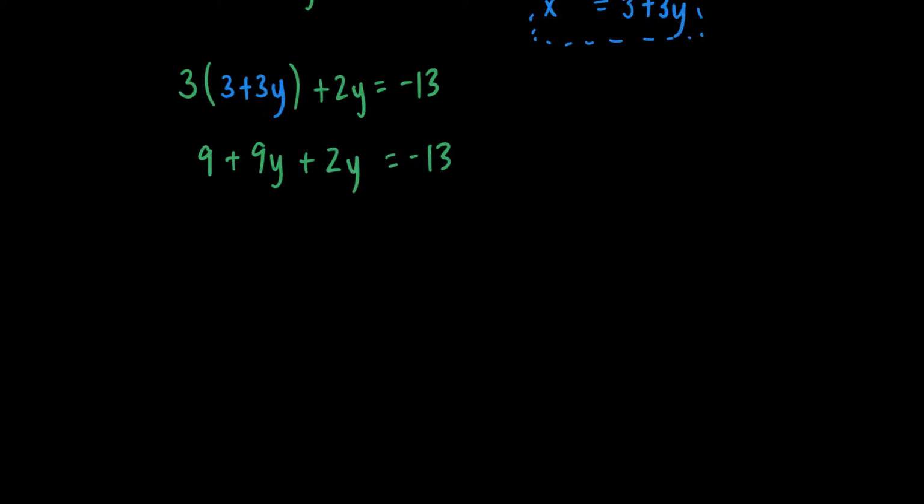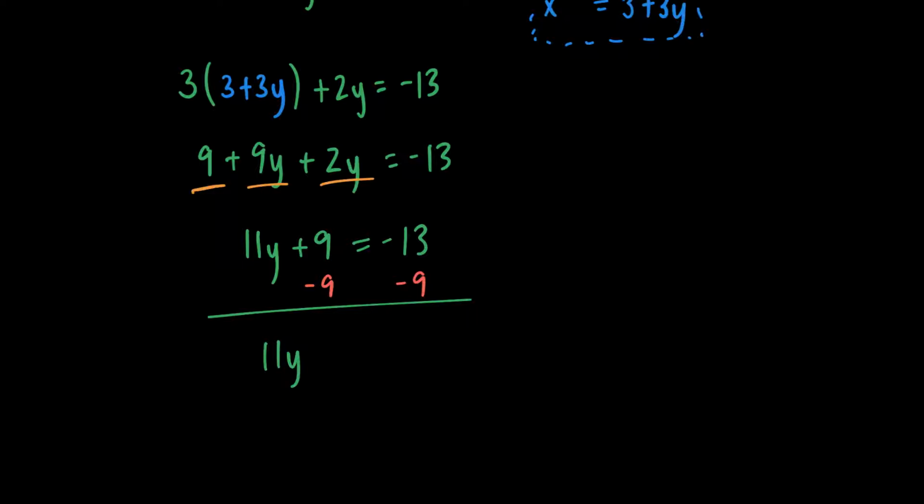And now we're just going to combine like terms here. So 9y and 2y makes 11y. Plus 9 there. That's equal to negative 13. Subtract 9. Subtract 9. And we're left with 11y must equal negative 13 minus 9, which is negative 22. If you divide both sides by 11, then you'll get that y must be negative 2.